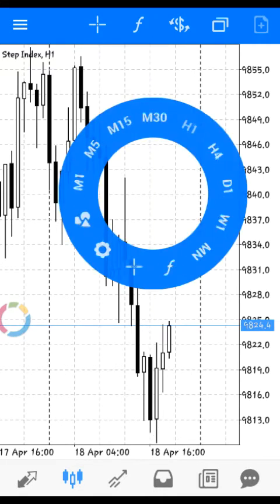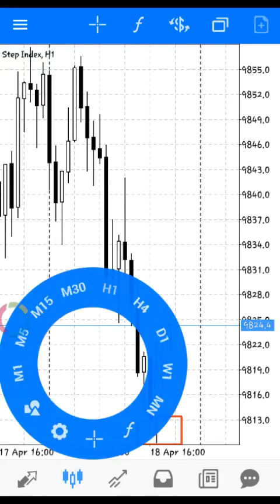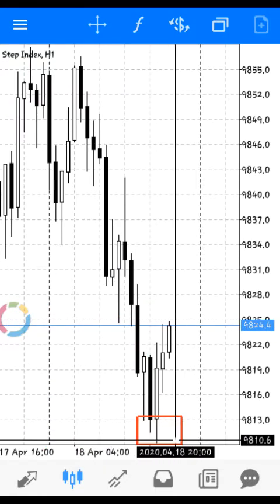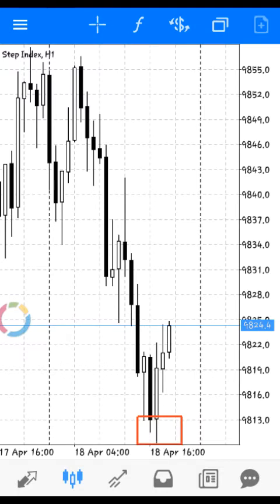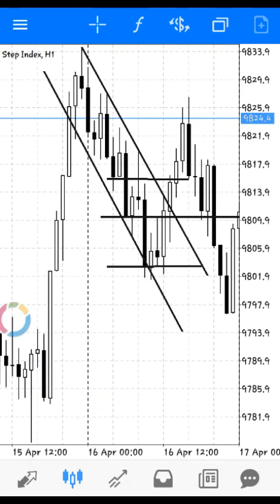Let's see if I can draw a box. This point here, that is the low. The base of that candle is the lowest point. It has two lows to the right, two lows to the left. So that's how you know the uptrend. In an uptrend, you have higher highs and higher lows, then in a downtrend, lower highs and lower lows.